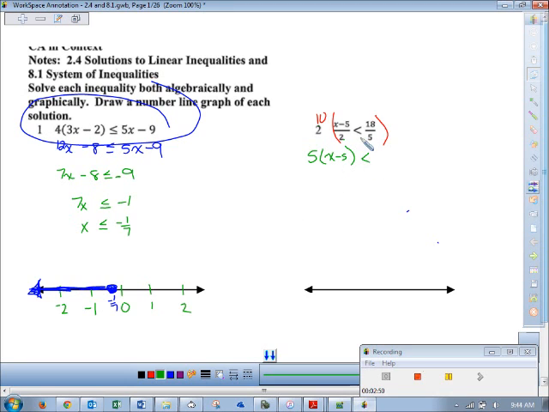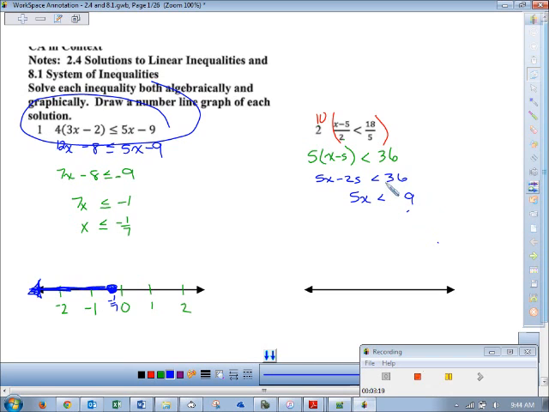Symbol does not switch because I am not multiplying by a negative number. I'm multiplying by a positive number. 5 goes into 10 twice. 2 times 18, 36. Y'all cool where I got the 36 from? Then distribute the 5. I would get rid of it if I could, but 5 does not go into 36 evenly, so I'm going to go ahead and distribute. 5x minus 25 less than 36. And then continue solving.